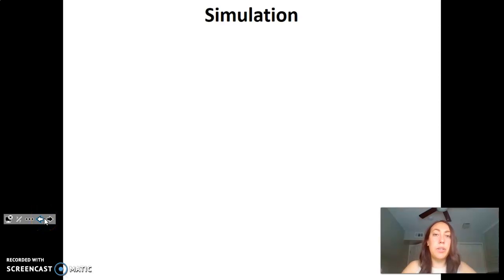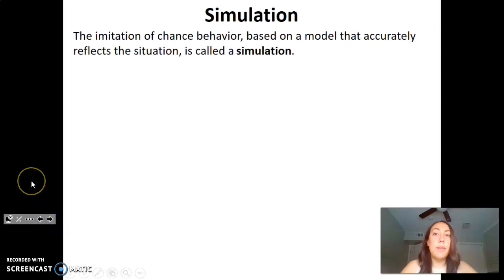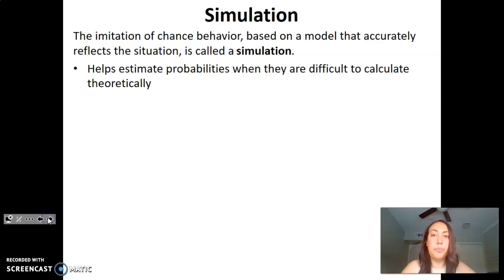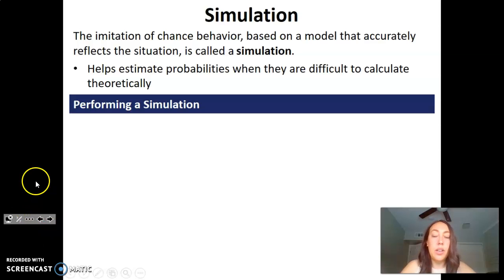So let's start talking about simulations. I already showed you an example of a simulation with the babies, but the imitation of chance behavior based on a model that accurately reflects the situation is called a simulation. This just helps us estimate probabilities when they're difficult to calculate theoretically. Sometimes probability can get complicated very quickly, so sometimes it's easier to do a simulation and see what happens. We'll do some problems in 5.1b where we perform a simulation, but these are the steps we're going to use.